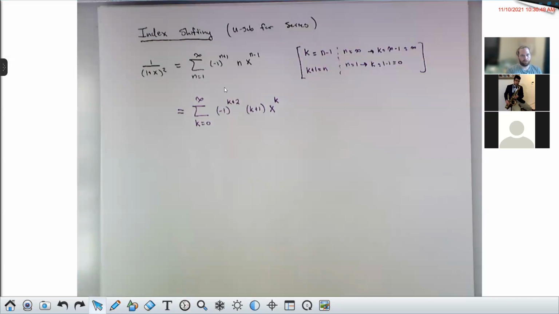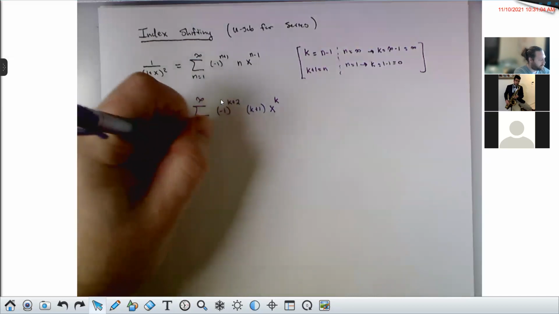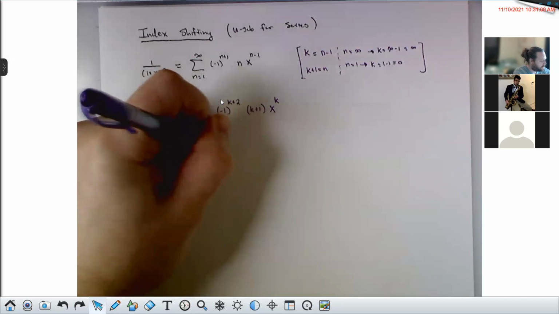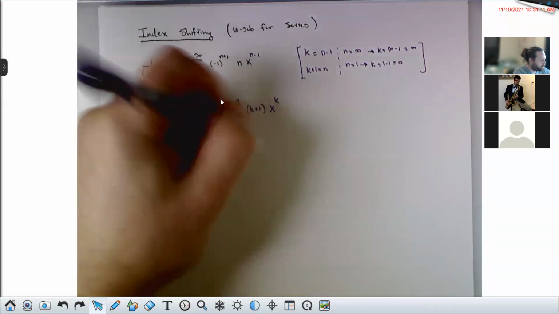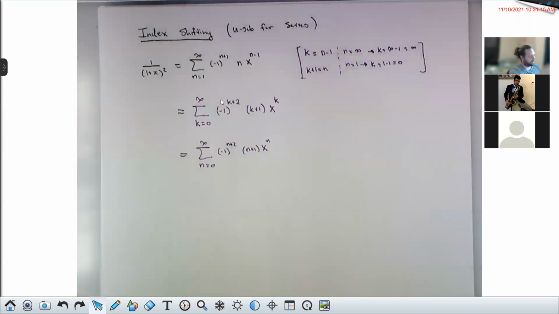The part that bothers people is when you then just replace all these k's by n's, which you can do because it's a dummy variable. It's an index. So you could then just say this is the same as sigma n from 0 to infinity, -1 to the n plus 2, n plus 1, x to the n.